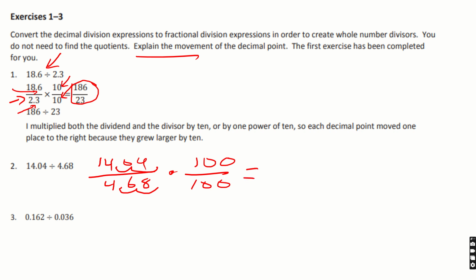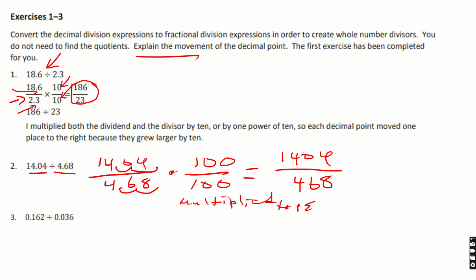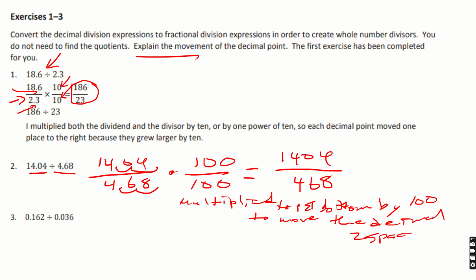So my new answer now is going to be 1404, or 1,404, divided by 468. And this would give us the exact same answer as using the decimals here, but just without any decimals, using whole numbers now. Right? And so what did we do? We multiplied top and bottom by 100 to move the decimal 2 spaces right, which gave us whole numbers.